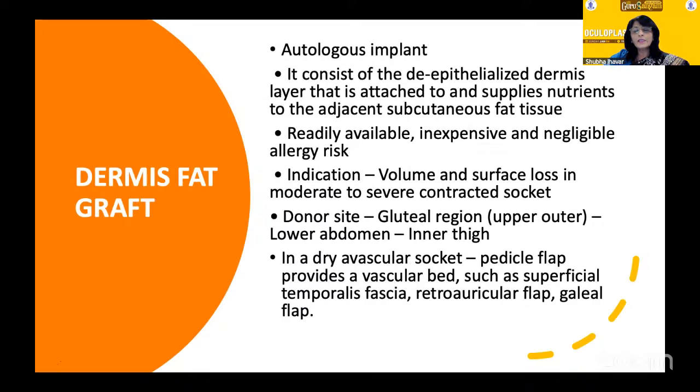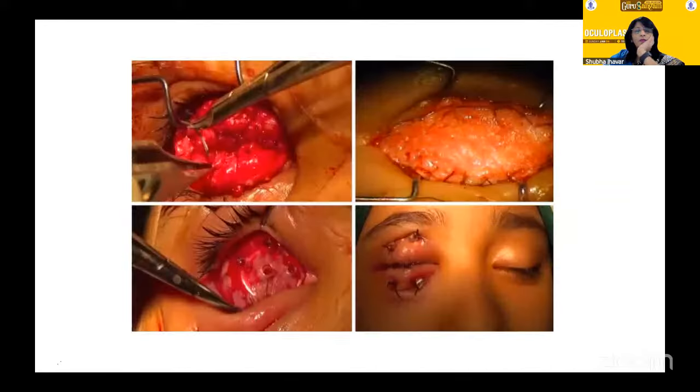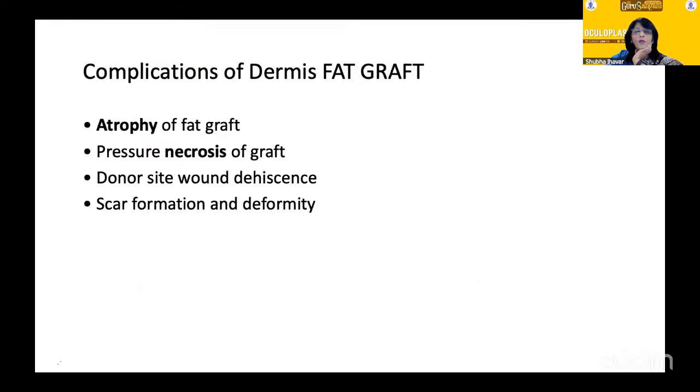The donor site is the gluteal region, avoiding the important structures here. So this is how the dissection is done for a dermis fat graft, and the graft size is usually more. A banana shaped graft is taken, and the epidermis is denuded from it, and the dermis with the fat going deep, we remove that graft, and then it is placed after the conjunctival dissection is done, and a conformer is to be placed. Fornix forming sutures are taken. That is how it helps in increasing the volume of the contracted socket.